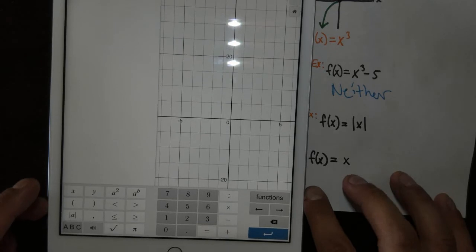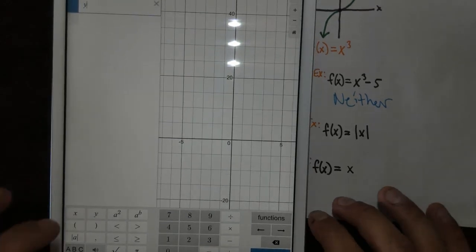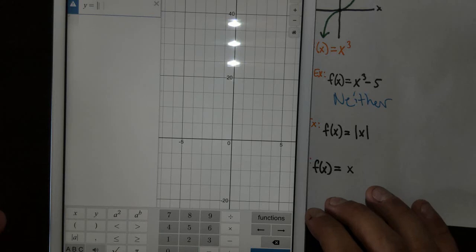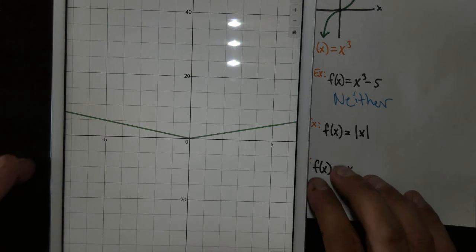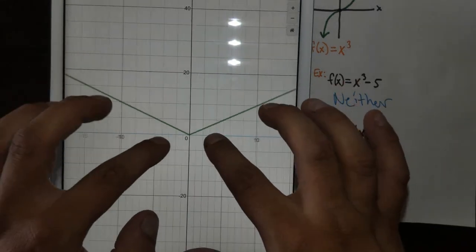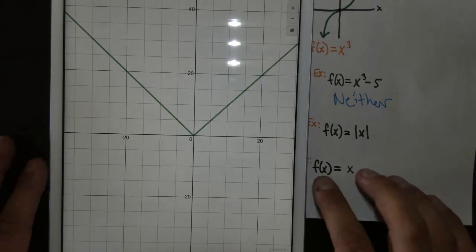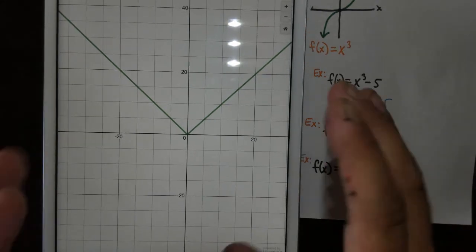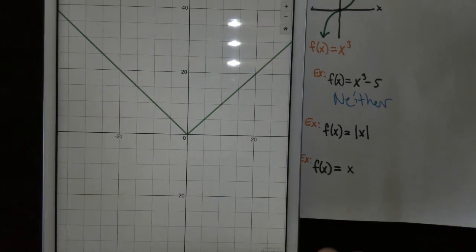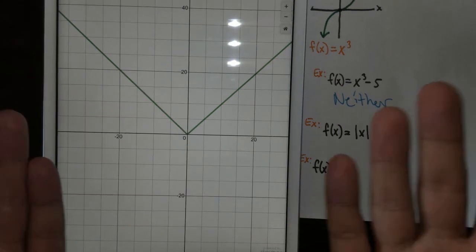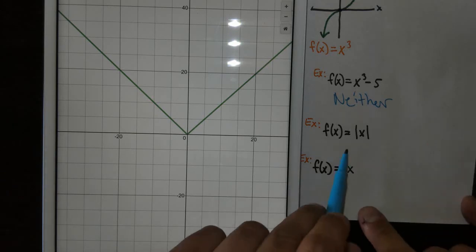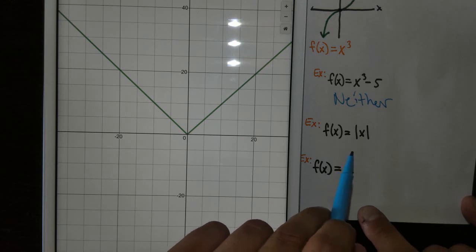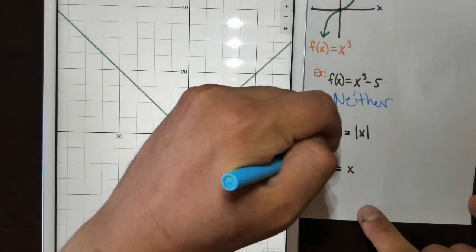Looking at this next one, this is the absolute value of x. So let's plug that one in. So we have y equals the absolute value of x, and this looks like it is an even function, because here's the y-axis right here, right down the middle, and the left side looks the exact same as the right side. It's just a reflection about that y-axis. So this one, f of x equals the absolute value of x, is an even function.